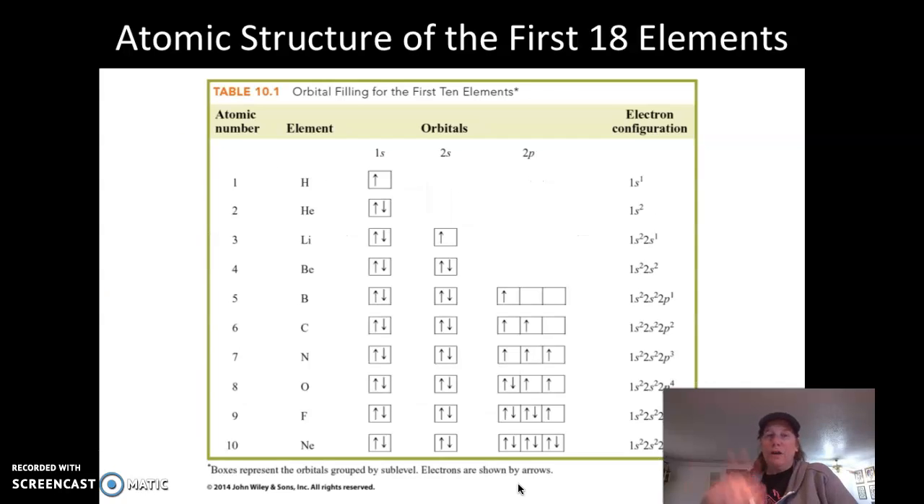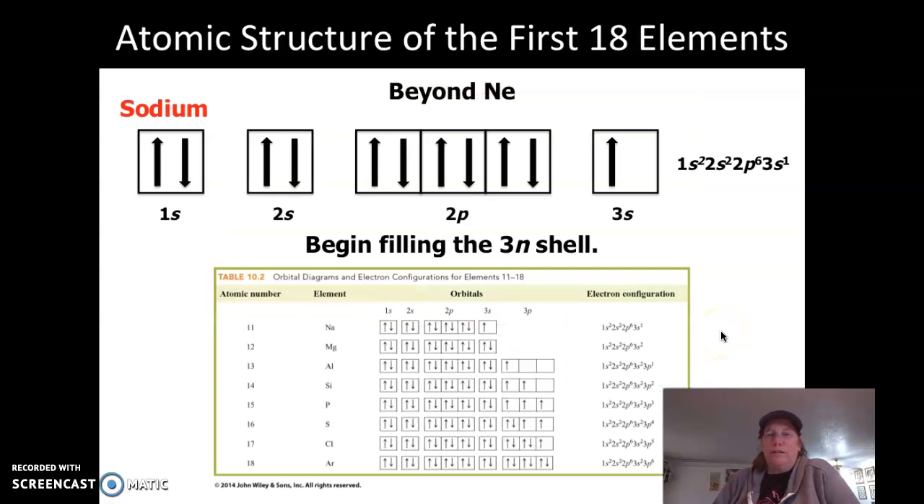Here's all of them, the ones we just went through. And again, these are the atomic orbital diagram, and these are electron configurations. The thing to remember is we just do lines. We don't do boxes. If you want to do boxes, please, but I do lines. And again, I'll show you that in a little bit.